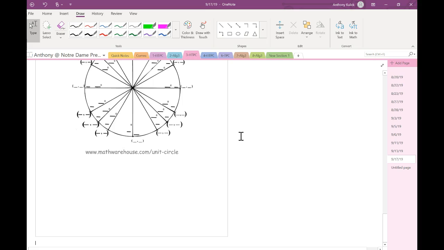This is just a blank copy of the unit circle, as well as one that's filled in neatly. I printed out the wrong class names on it, because I used it for a previous class. So you can ignore the wrong class label.